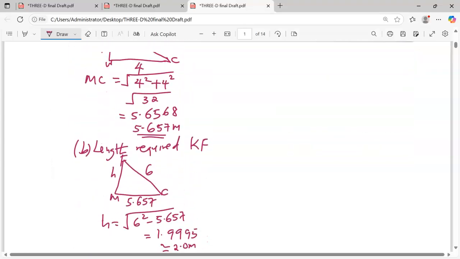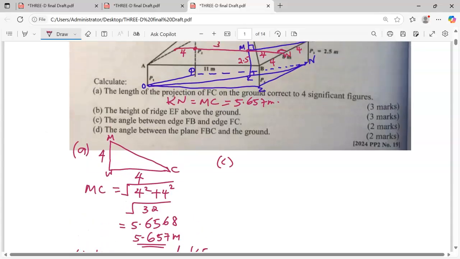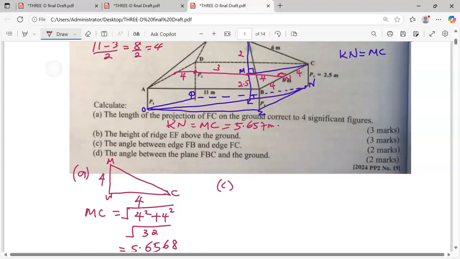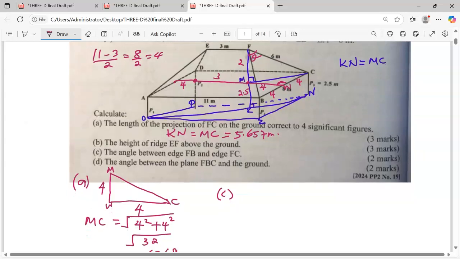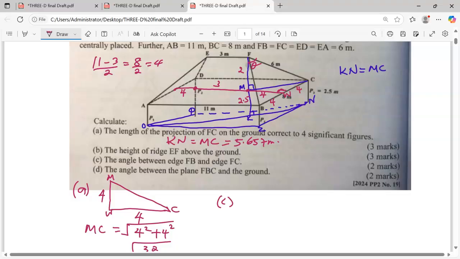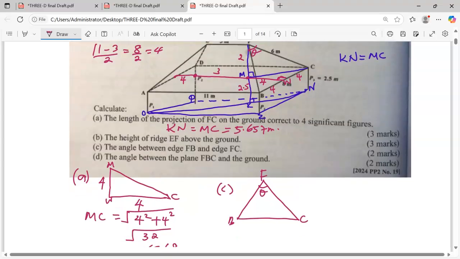Once we have done that, we can now go to part C. In part C, we are supposed to find the angle between FB and FC. This is the angle we need, and therefore we are going to start by drawing that particular triangle. That is the triangle that is going to look like this. This one is going to be B, this one is going to be C, and this one is going to be F. We need the angle theta at this particular point.